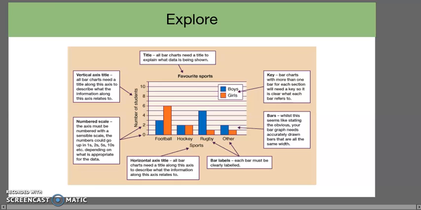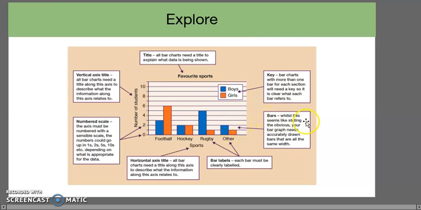When looking at a bar graph, we want them to look at the title. All bar graphs need a title to explain what data is being shown. Sometimes in the bar graph, we have something that's called a key. Bar charts with more than one bar for each section will need a key so it's clear what each bar refers to. So in this example, we have boys and girls, and we see that they're in two different colors so that it's easily identifiable what we're looking at in this example.